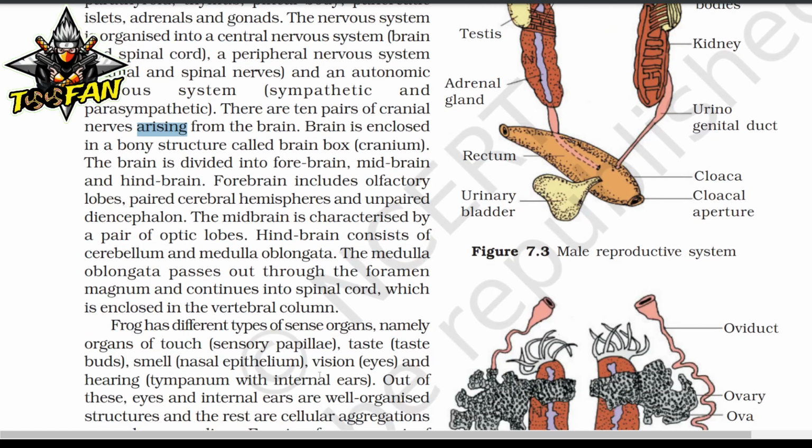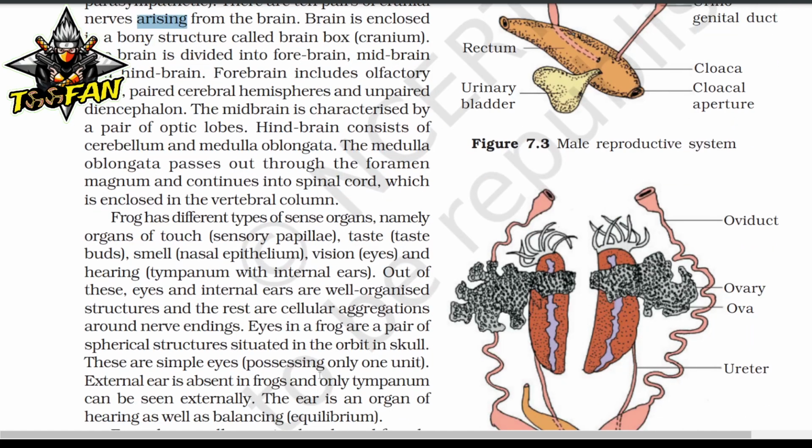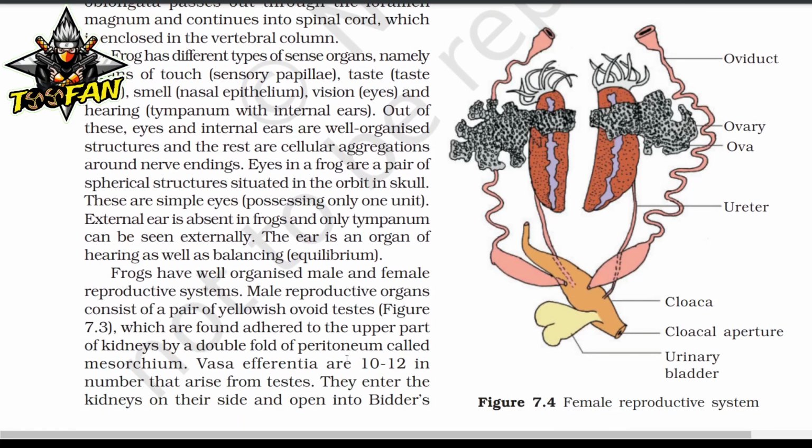Frog has different types of sense organs, namely organs of touch, sensory papillae, taste buds, smell, nasal epithelium, vision, eyes, and hearing, tympanum with internal ears. Out of these, eyes and internal ears are well organized structures, and the rest are cellular aggregations around nerve endings. Eyes in the frog are a pair of spherical structures situated in the orbit in the skull. These are simple eyes possessing only one unit. External ear is absent in frog and only tympanum can be seen externally. The ear is an organ of hearing as well as balancing, equilibrium.